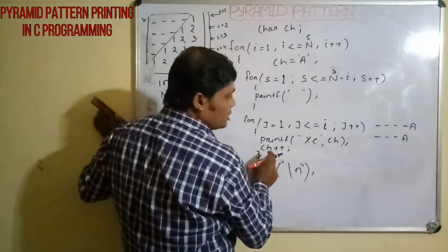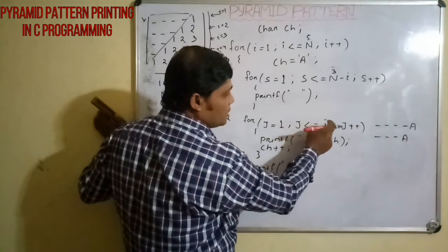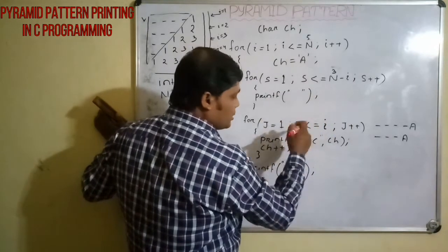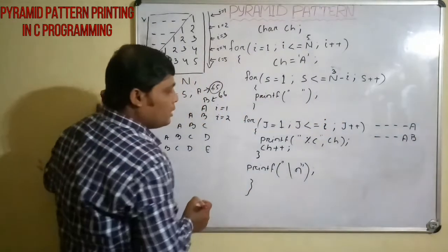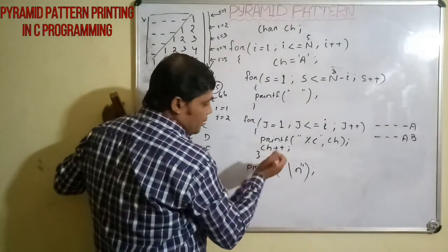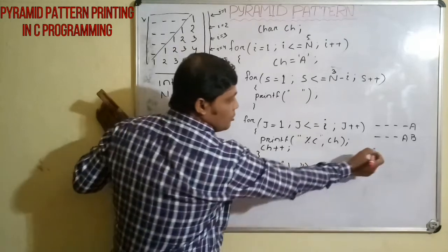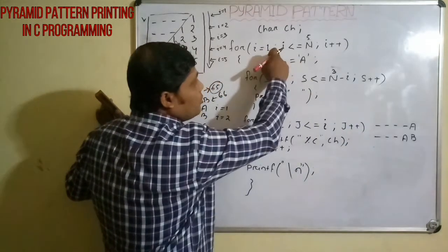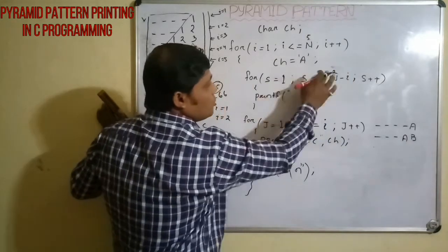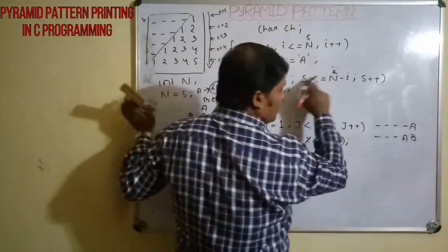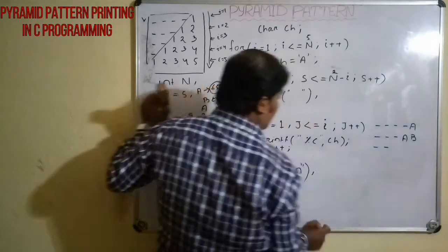So it will be CH value now B. For j equal to 2, 2 less than equal to I value 2. So yes, then it will print B. Clear? Then CH value will be C. Then print a backslash n and it will go to the next line. Again I value will be 3. It will work 5 minus 3, this is 2. So it will give 2 spaces.